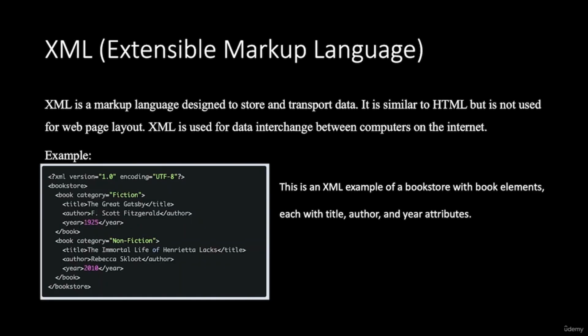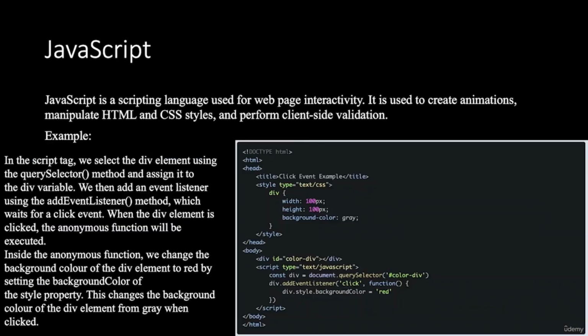So moving on to XML, or extensible markup language, which is similar to HTML but is used for data interchange between computers on the internet. XML is a markup language designed to store and transport data. Here's an example of an XML file with book elements, each with title, author, and year attributes.